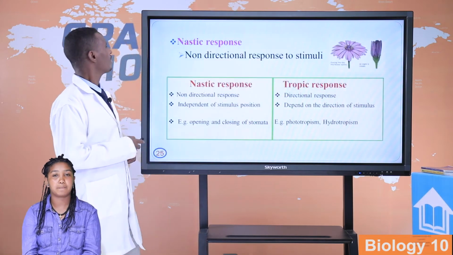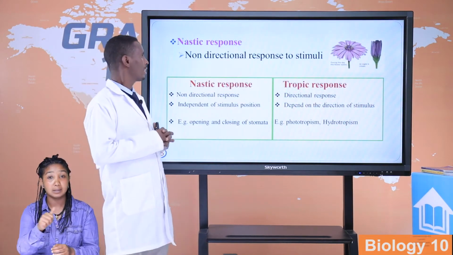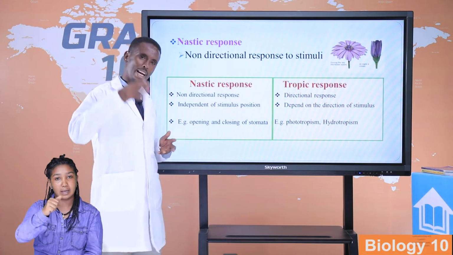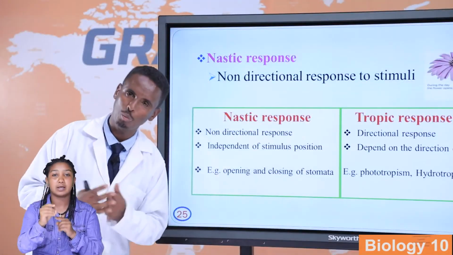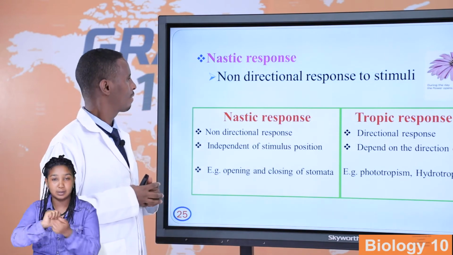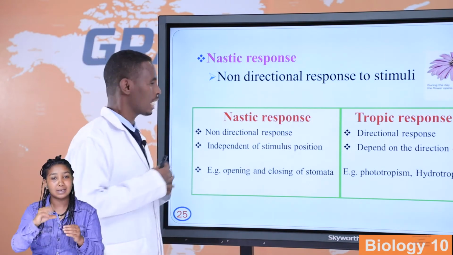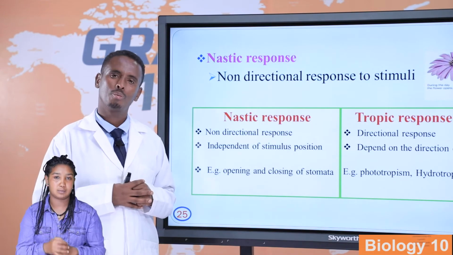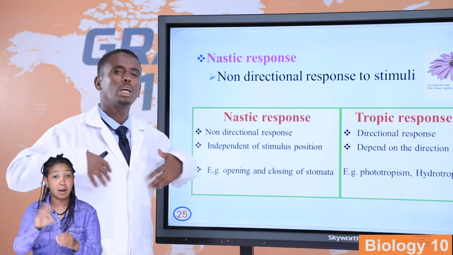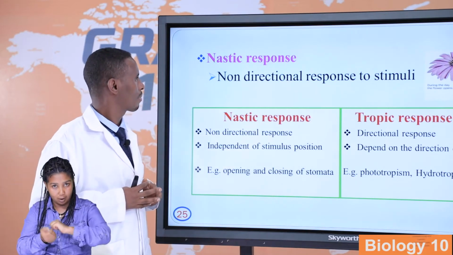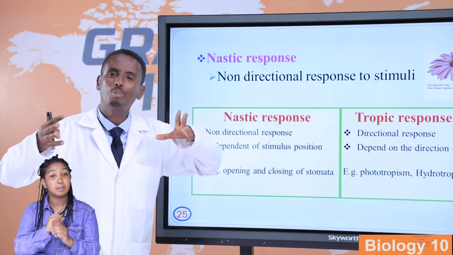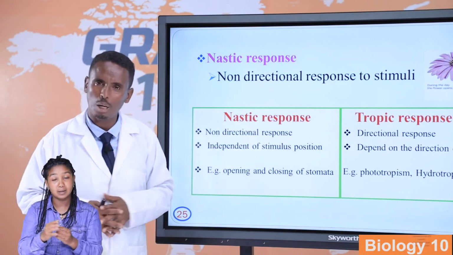And so the other one is a nastic response. We have learned tropic response, directional growth movement towards the stimuli. What about non-directional response? Plants also give a response to non-directional stimuli. Plants give a response by the intensity of the stimuli.